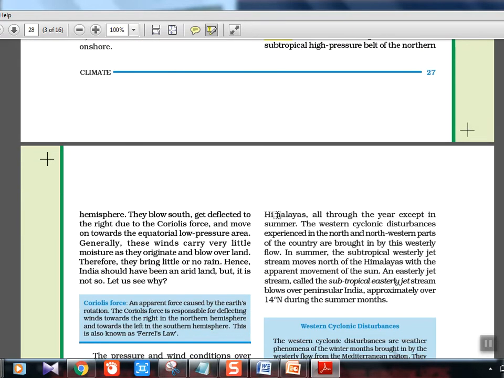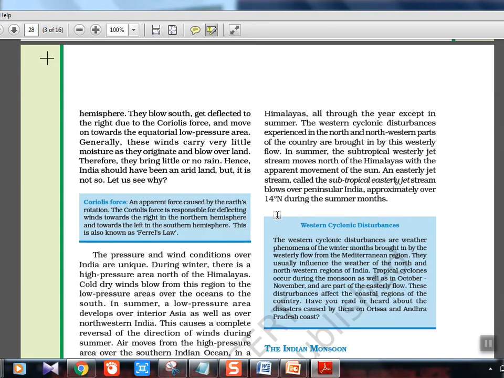They blow south, get deflected to the right. Without pictures you won't understand this. You should know something which is called the Coriolis force. Okay, an apparent force caused by the Earth's rotation. The Coriolis force is responsible for deflecting wind towards the right in the northern hemisphere and towards the left in the southern hemisphere. This is known as Ferrel's law. So you know these basic things, like there is something called Ferrel's law and there is a Coriolis force which is based on the rotation of the Earth.